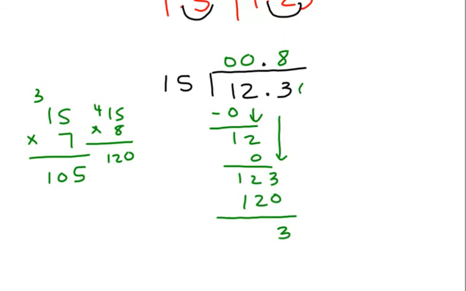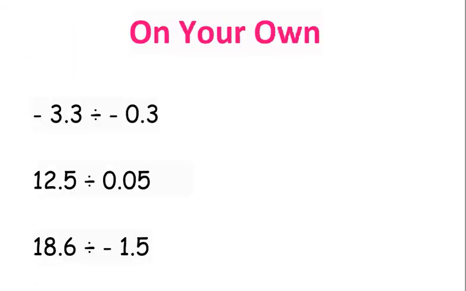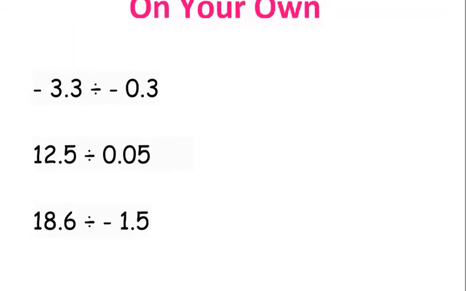Subtract, I'm going to have to add a 0, bring it down. And remember, the reason why I'm adding a 0 is I'm not allowed to have a remainder 3. I need to keep going until I zero this thing out. So how many times does 15 go into 30? Twice. And now I zero it out. So my answer, I believe it was negative. Yep, so negative 0.82. And the way that you say that is negative 82 hundredths. All right, go ahead and try these 3 on your own.